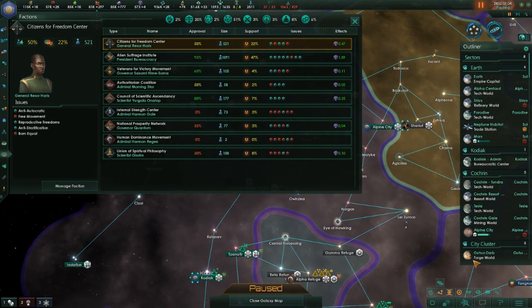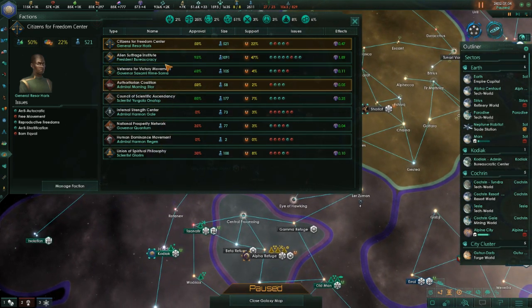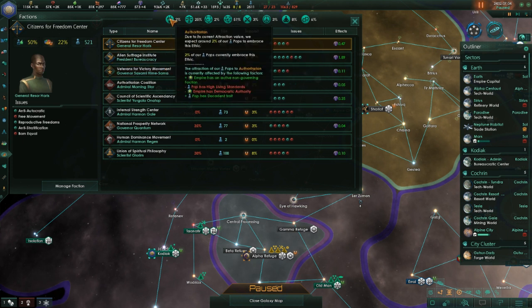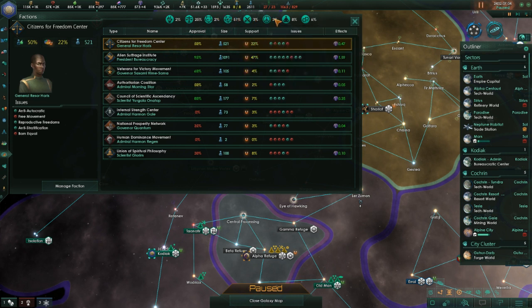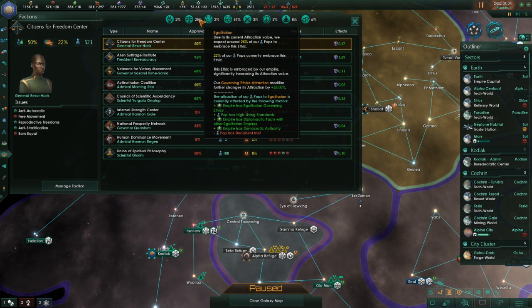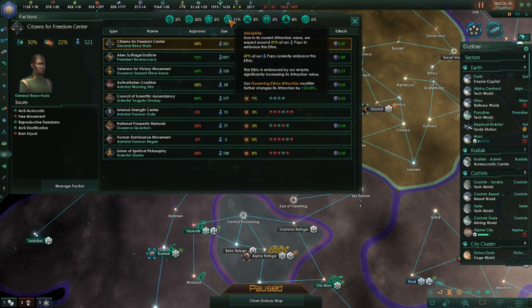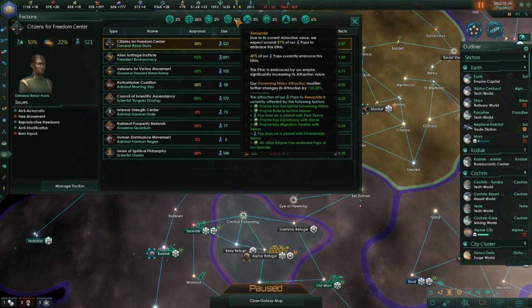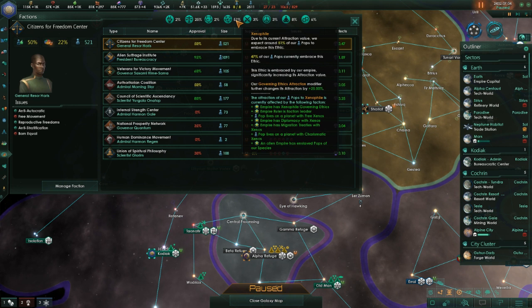Factions. As your government grows, you will have these different factions that all have different opinions about how your government should run. Up here is basically the different philosophies and the percentage of your population that really is heavy into that philosophy, that embraces this philosophy as their primary ethic. So I'm a xenophile because I've got so many darn aliens, and so 51% of my population embraces this. 47% of our population currently embrace this ethic. Due to its current attraction value, we expect around 51% of our population to embrace this ethic. Interesting.